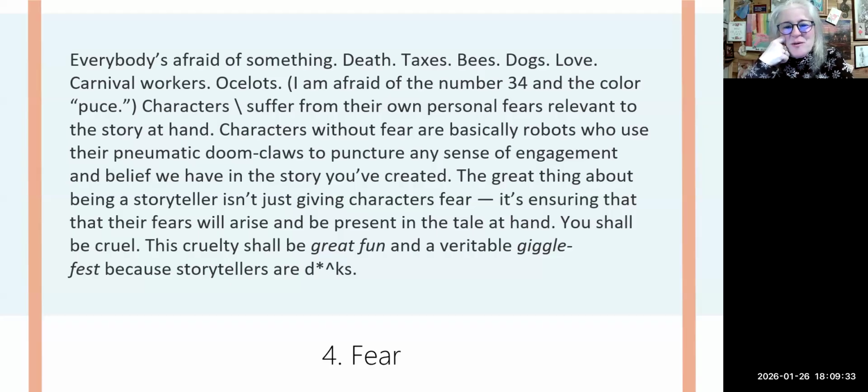Characters suffer from their own personal fears relevant to the story at hand. Characters without fear are basically robots who use their pneumatic doom claws to puncture any sense of engagement and belief we have in the story you've created. The great thing about being a storyteller isn't just giving characters fear, it's ensuring that their fears will arise and be present in the tale at hand.